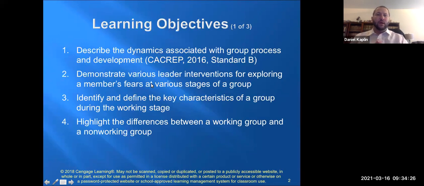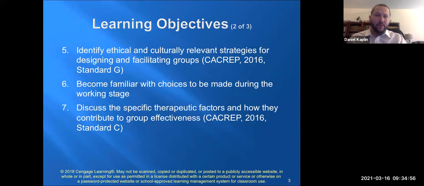All right, so let's start with our learning objectives. So the first learning objective is to appreciate the dynamics associated with group process and development, demonstrate some leader interventions for exploring fear at various stages of group. We'll identify key characteristics of the group during the working stage. We'll distinguish the difference between a working group versus a non-working group. We'll identify ethical and cultural relevant strategies for designing and facilitating groups.